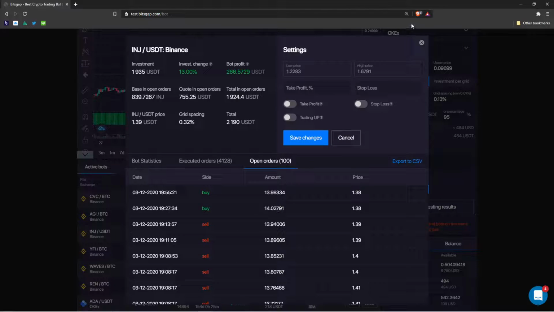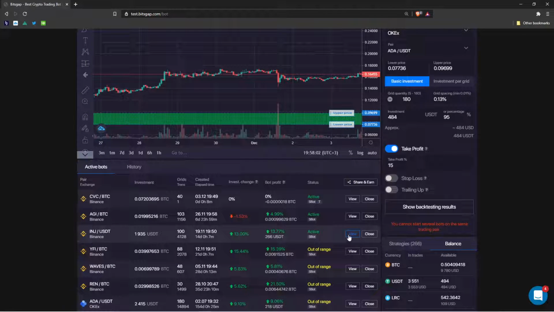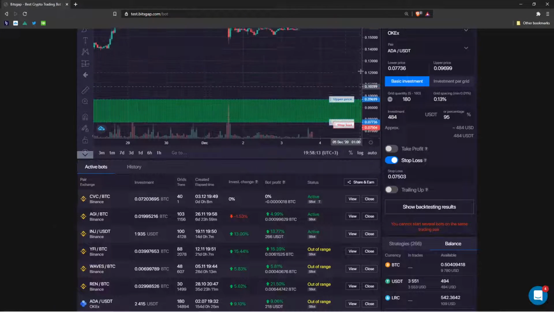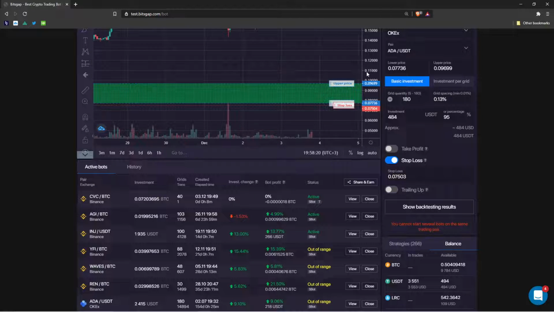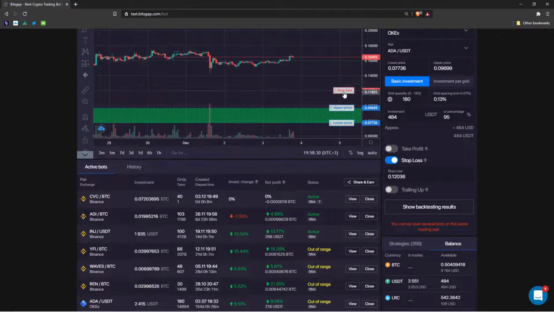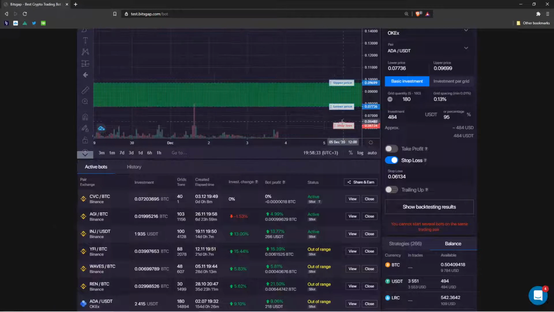So as soon as it reaches my take profit target, it will close all of the left open orders on the exchange. We also have the stop loss, so that's the level below which we can no longer afford trading. So that's where the bot will also close trading. It will sell all of the base currency and it will cancel open orders. And you can set it manually as well. You can drag it here like this.